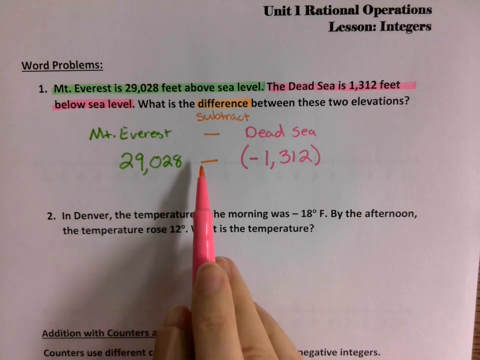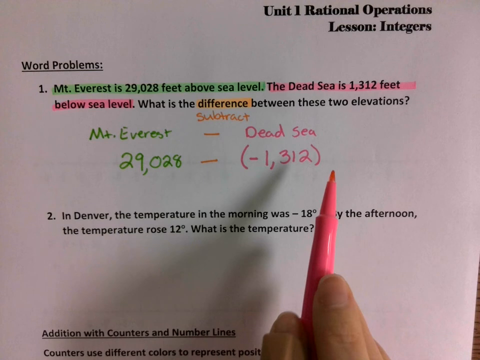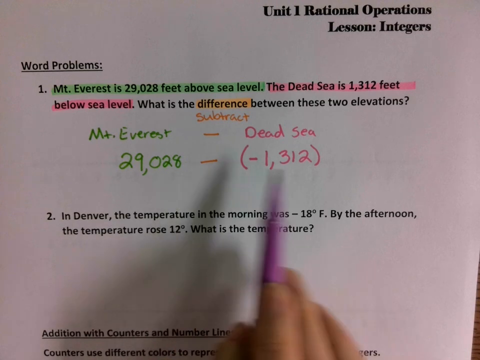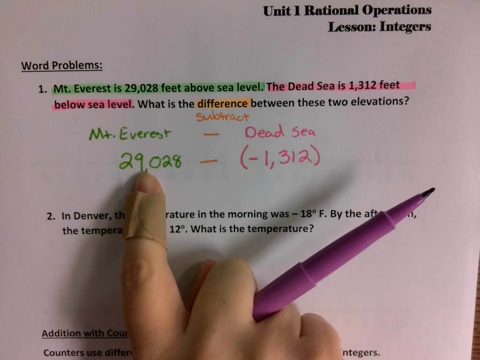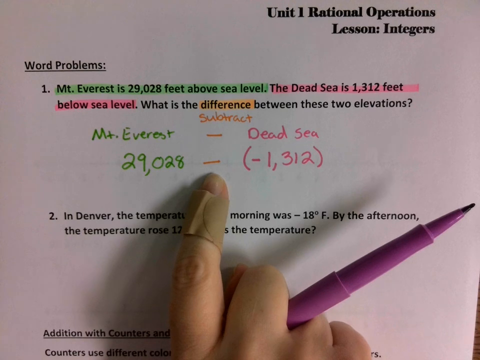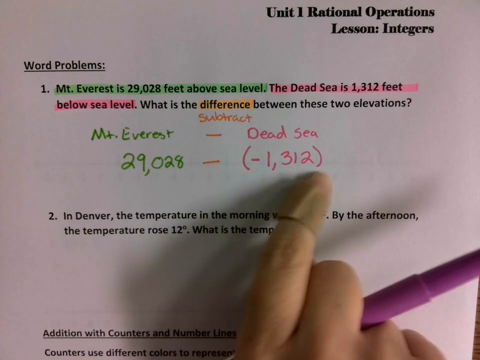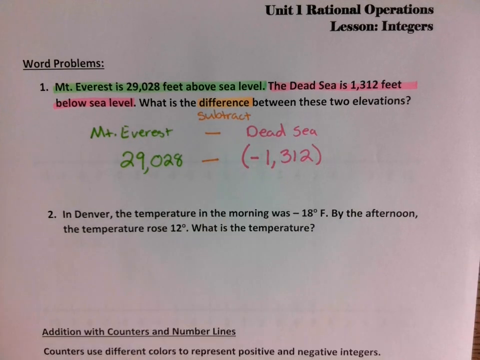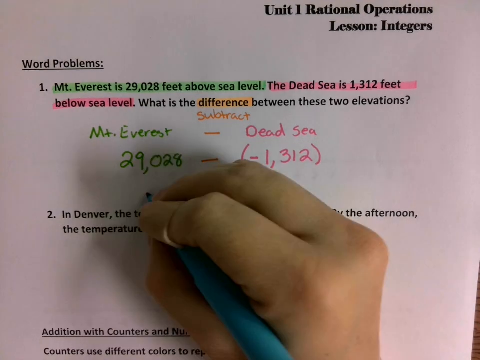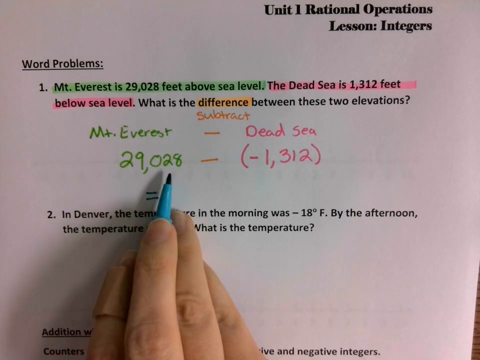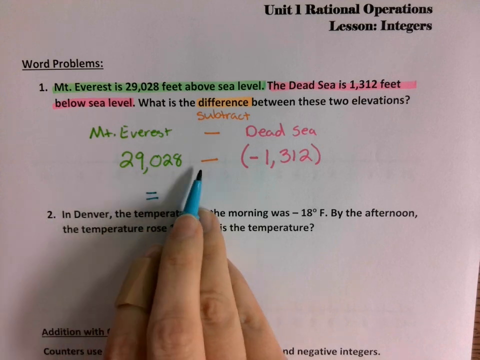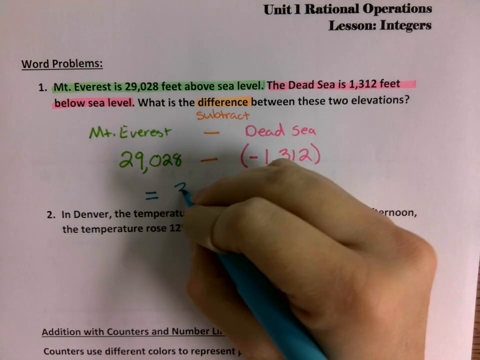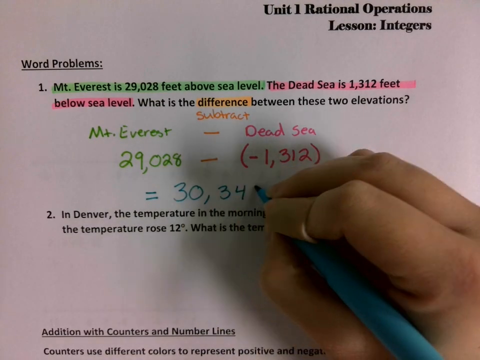But we know that we could technically keep change and change. So if we keep this as a positive, change that to addition, and change that to a positive, we're really just adding the two numbers together without any negatives. Who can tell me what this is going to come out to? You can use your calculators for this one. Do 29028 minus negative 1312. Angel? Very good. 30,340 feet. That's how far apart those two elevations are from each other.